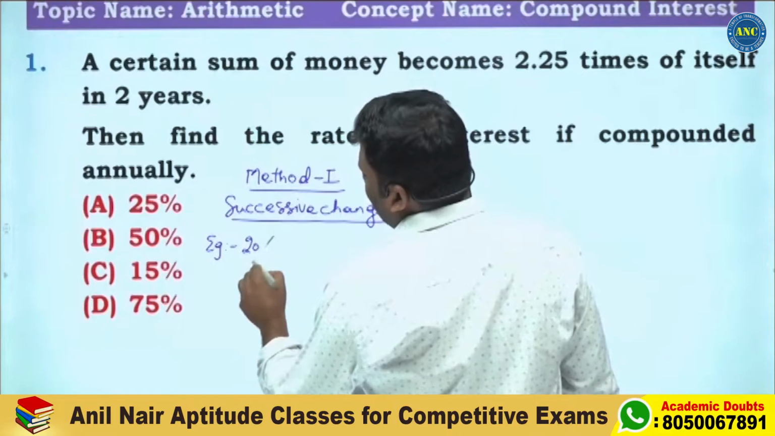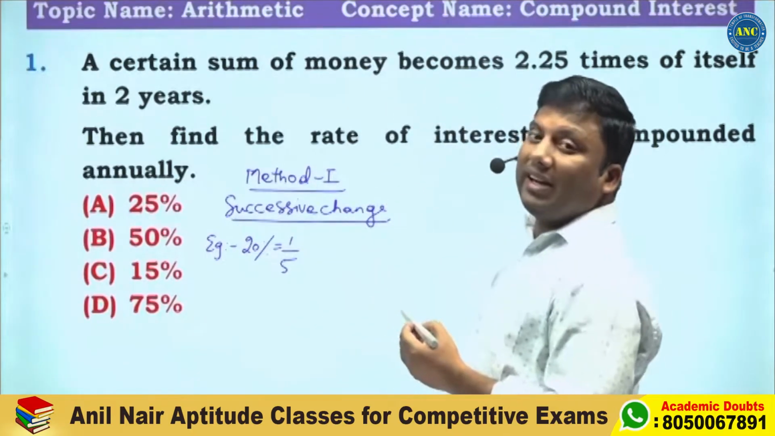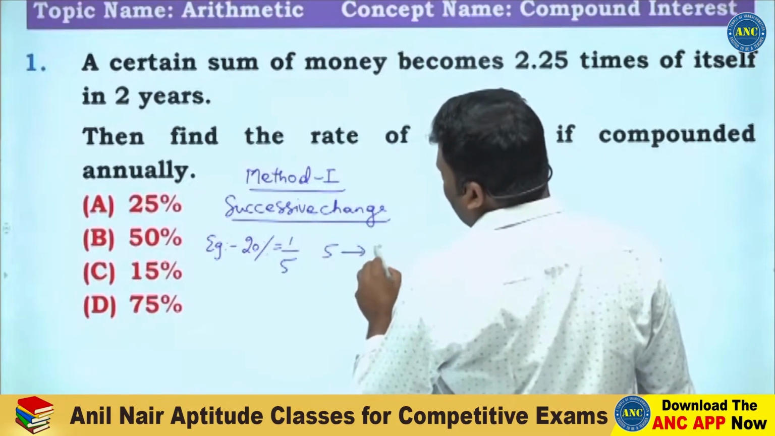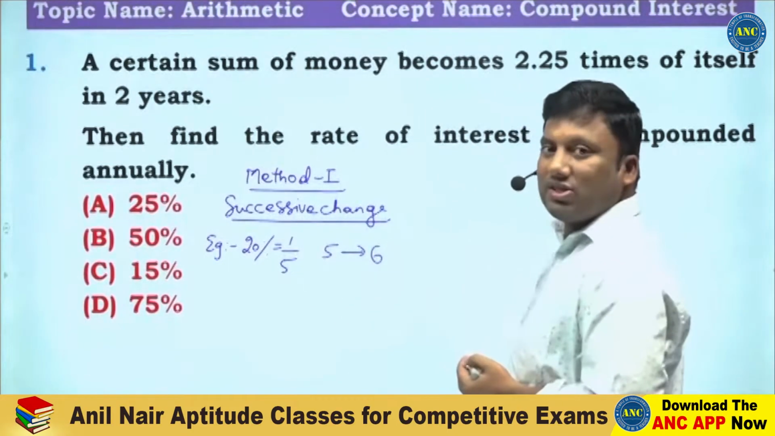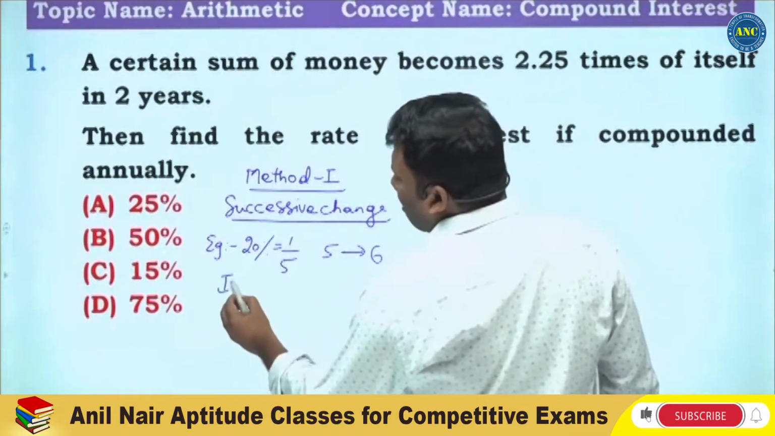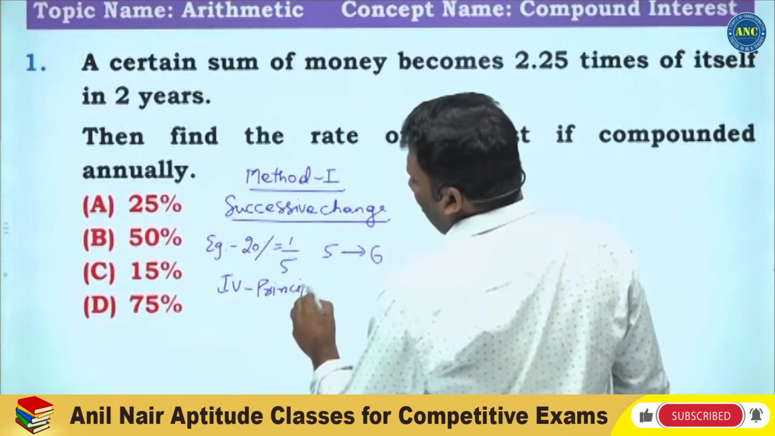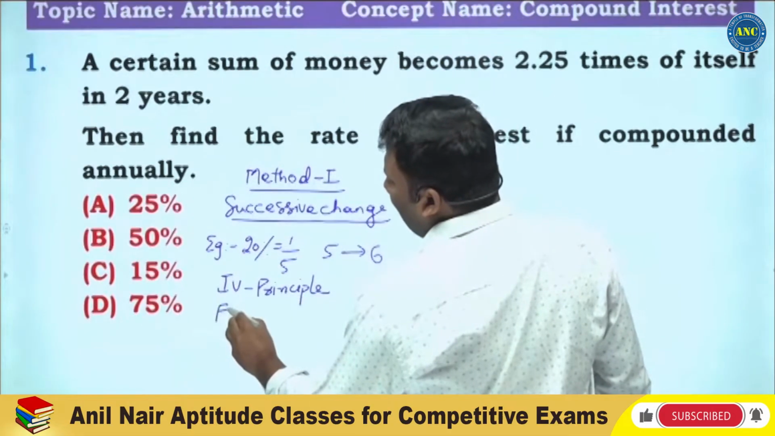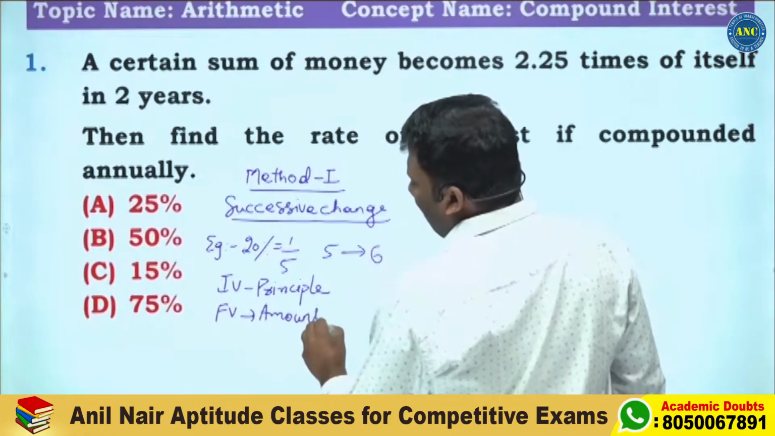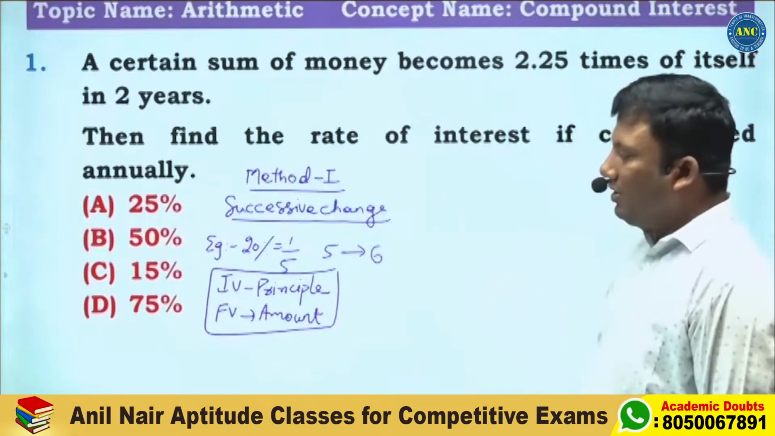Suppose, for example, if it is 20%, that is 1 by 5. The denominator is always the principal, so it is 5. With 1 increase, it is 6. Yes or no? Initial value is always the principal. Final value is always the amount.